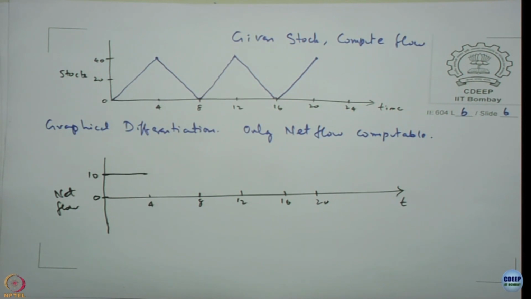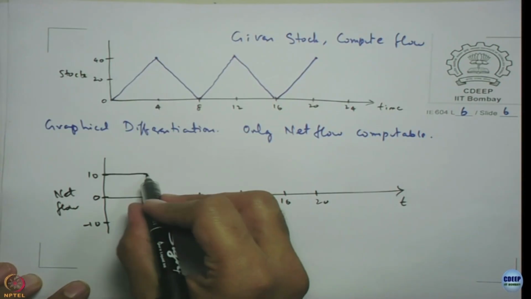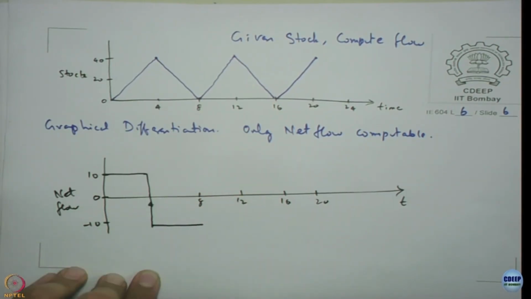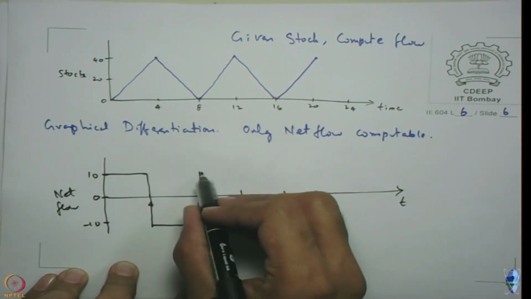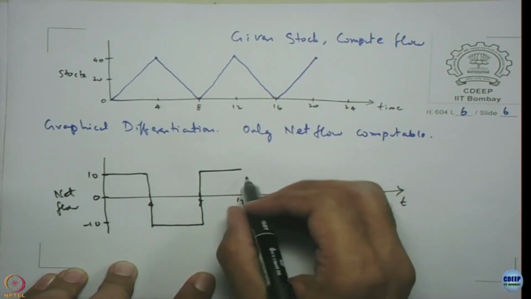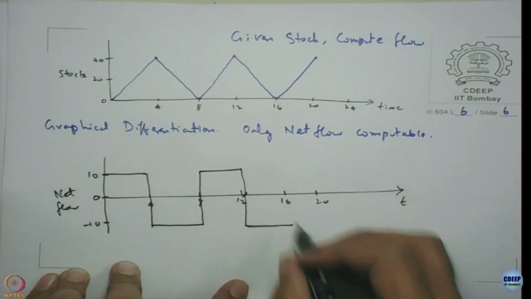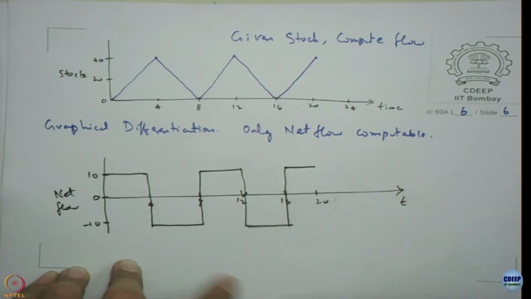From time 4 to time 8 it reduces until it hits 0. That means this flow has to be negative. Let us take minus 10, then flow has to be constant at minus 10, then again there is an increase. So, it must be constant here up to 12, then again there is a decrease, this is 12, then again there is an increase and so on.